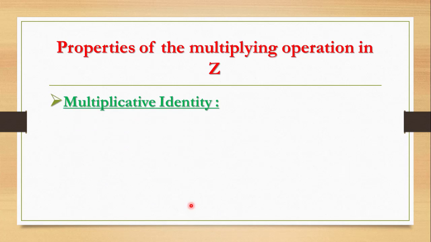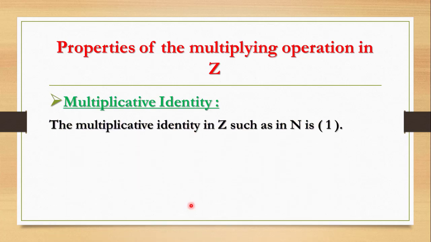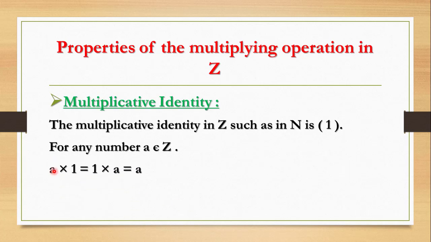Also, we have the multiplicative identity. In multiplication, the identity or the neutral element is 1. Why? Because if you multiply 1 by any integer, the result will be the same integer. 1 times 100 equals 100. 1 multiplied by negative 3 equals negative 3, and so on. So for any integer a, a times 1 equals 1 times a equals a.